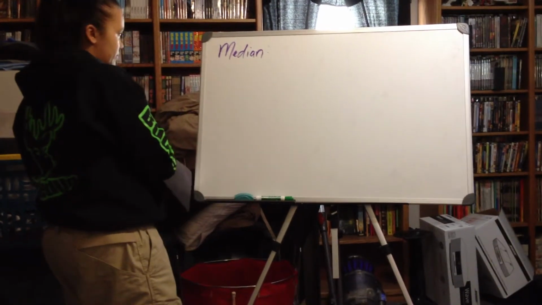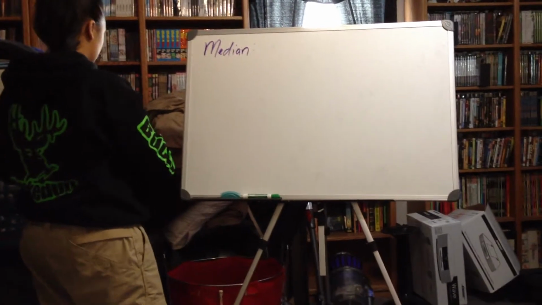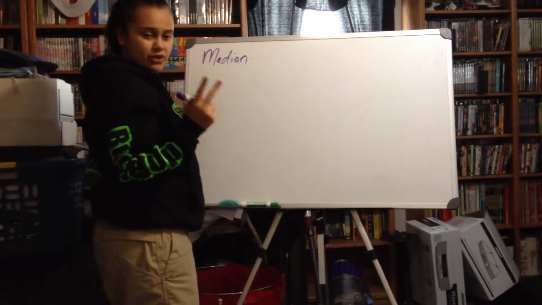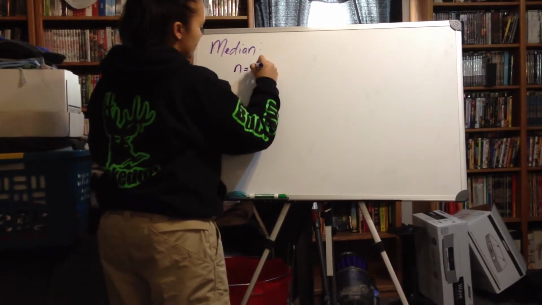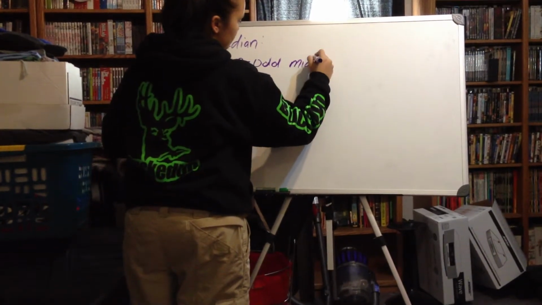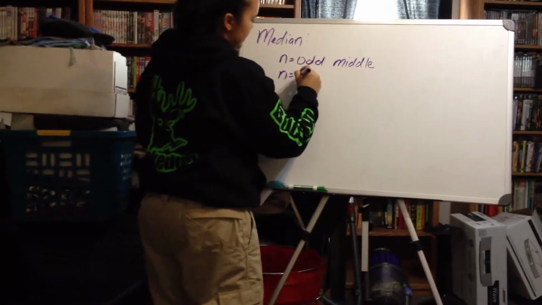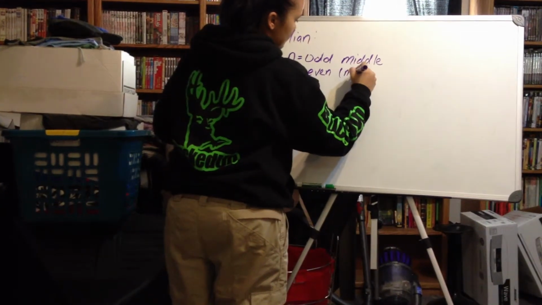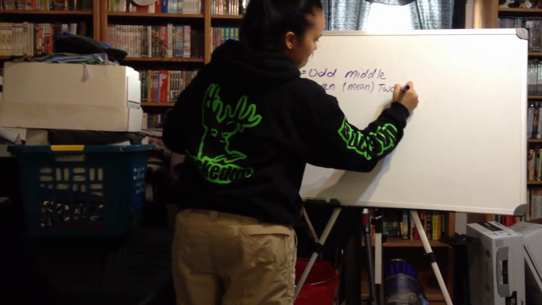Median is the middle number of a group of data sets. Now, there are 2 steps and 2 ways to figure out what the median number is. If n is an odd number, it's going to be the middle. But if n is even, it is going to be the mean of the 2 middle numbers.